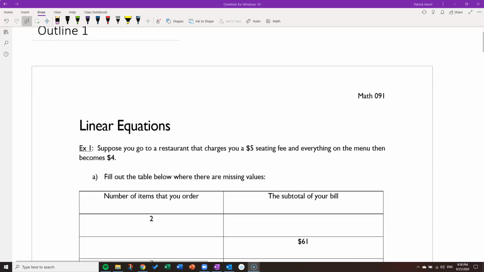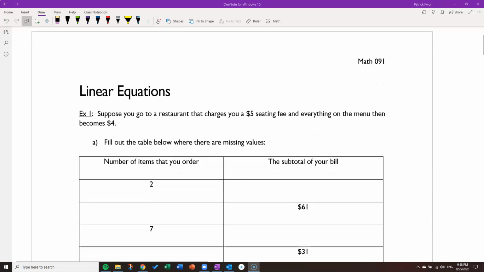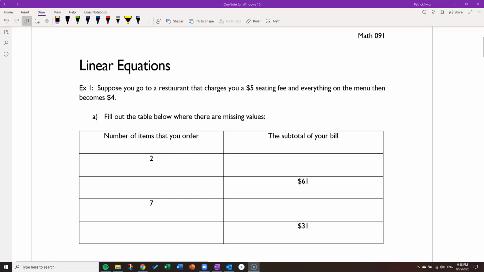Let's go ahead and talk about our first outline, which is linear equations. Our first example says, suppose you go to a restaurant that charges you a $5 seating fee, and then everything on the menu becomes $4. We want to fill out this table and its missing values. On the left-hand side, you can see that those numbers indicate the number of items that you order, and the right-hand side shows the subtotal of your bill. And subtotal just means the total without including tax.